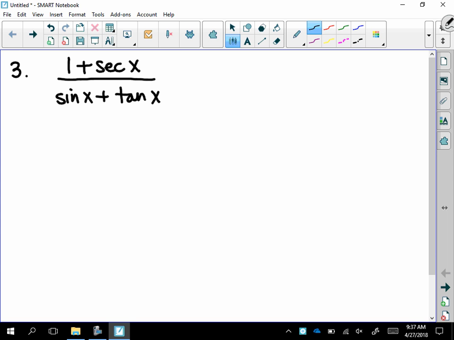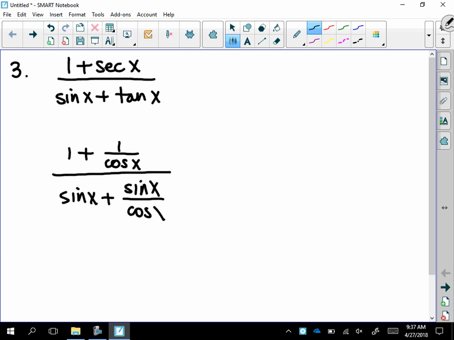All right, so for 3, we have 1 plus secant over sine plus tangent. We can rewrite secant as 1 over cosine, and we could rewrite tangent as sine over cosine. I don't have anything squared, so I can't really use any of the Pythagorean identities right now. Once we've changed everything to sine and cosine, now I've got a compound fraction.